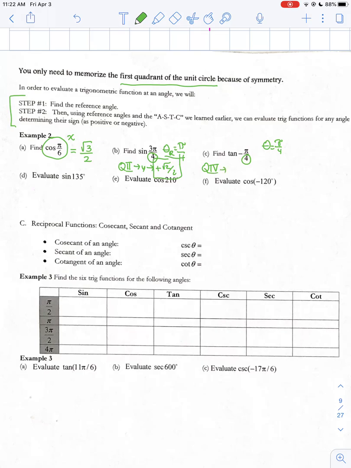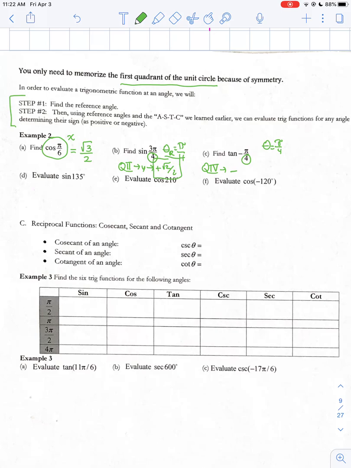In the fourth quadrant, is tangent positive or negative? If I use All Students Take Calculus, then C means that cosine is the only one that's positive in that quadrant, which indicates that tangent would be negative. And that is true because in the fourth quadrant, x's and y's are opposite in signs, and tangent is y over x.